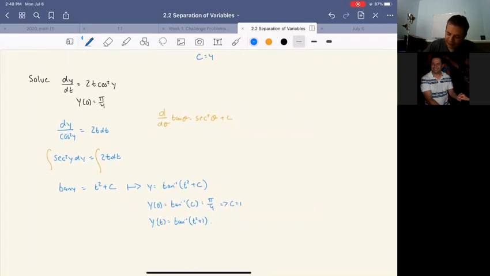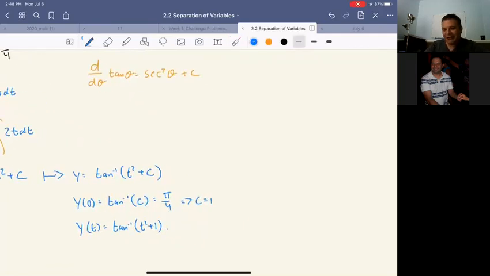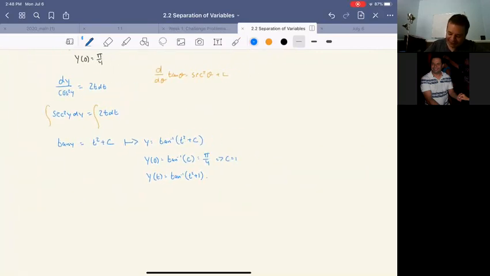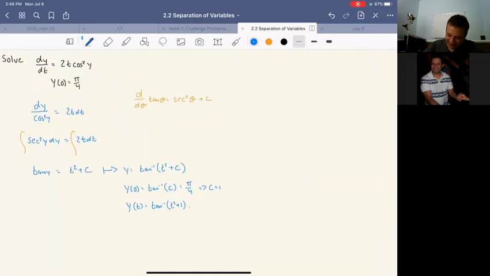Okay, and this one you can easily see that if I take the derivative of this with respect to t, I'm going to get 2t cosine squared of y. Okay, you guys are going to make me do it, aren't you? Okay, I'll do it. So let's take dy dt. Let's just check.